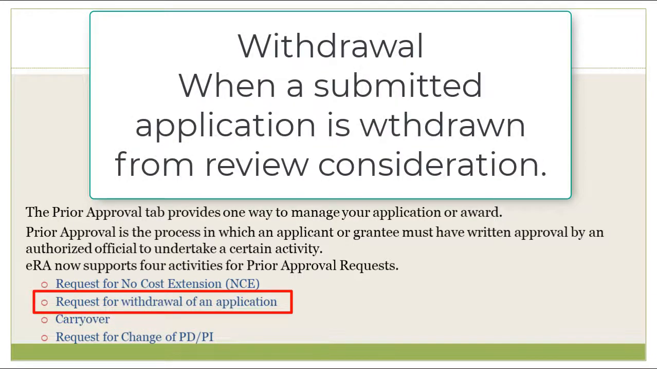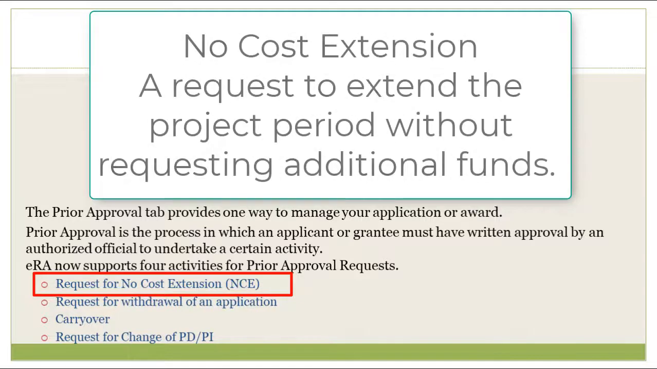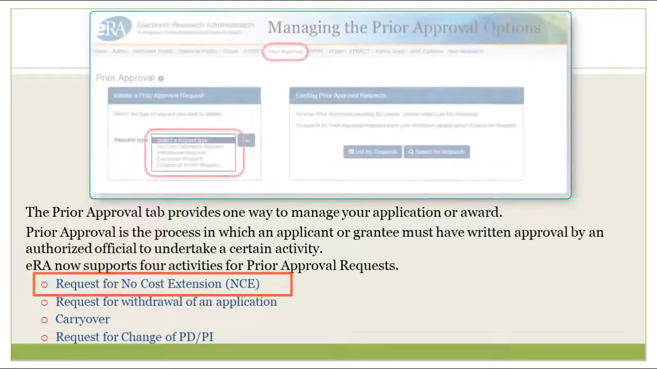Withdrawal request, this is used when you want to remove an application submission from consideration before it's gone to review. This option can be initiated by the principal investigator, but it must be submitted by the signing official. And the most common request is the no-cost extension. This is when you want to extend the project period, but are not asking for additional funds. Let's look at some of the details.